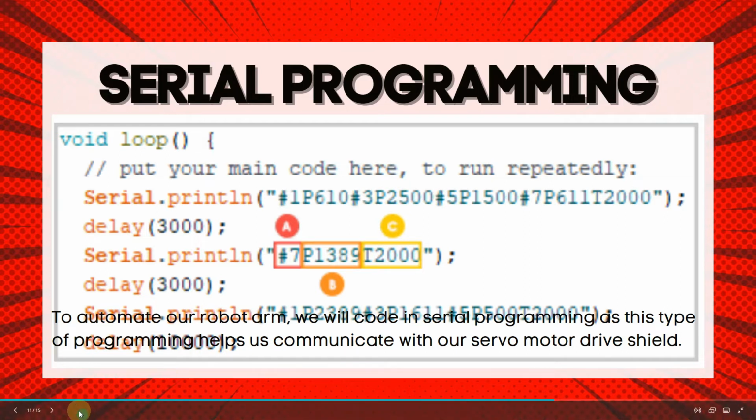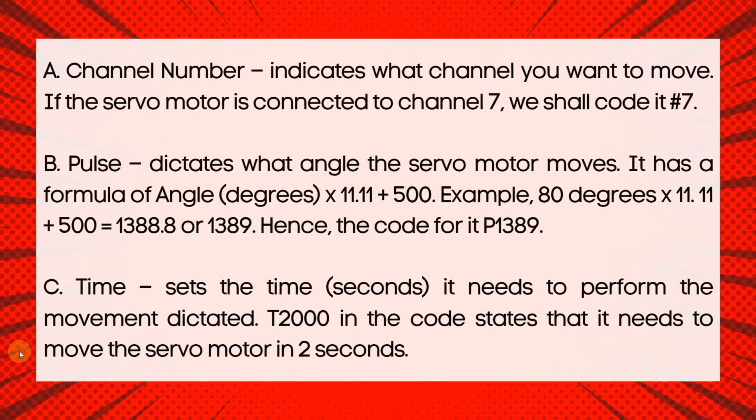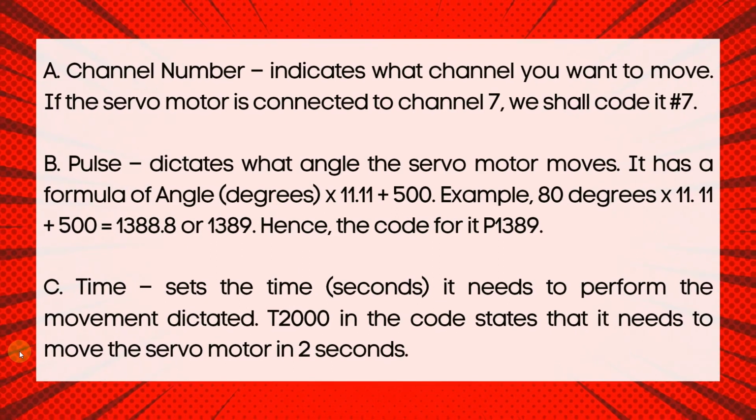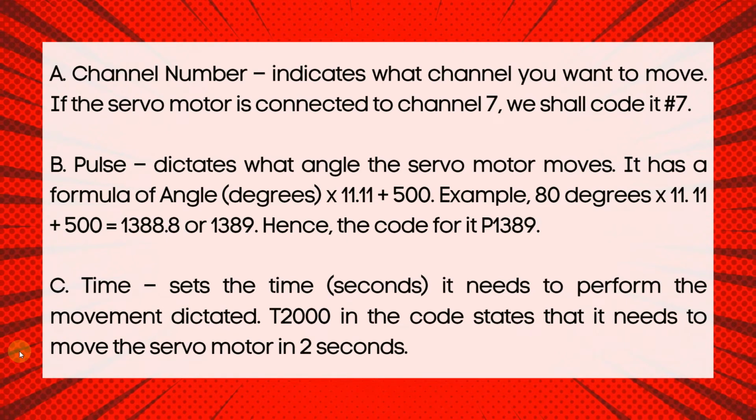So let's move to the next page. As we have observed in our drive shield, we have 32 channels, or 32 sets of positive, negative, and signal pins. So each set of pins dictates the codes that we are going to use. So again, we have here 3. It represents A, B, and C.